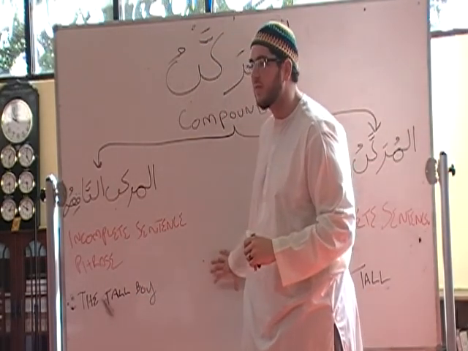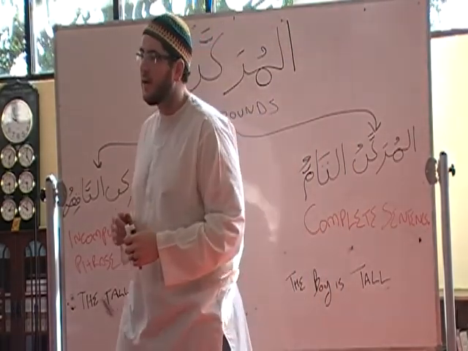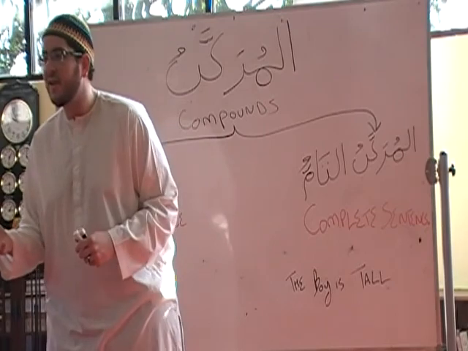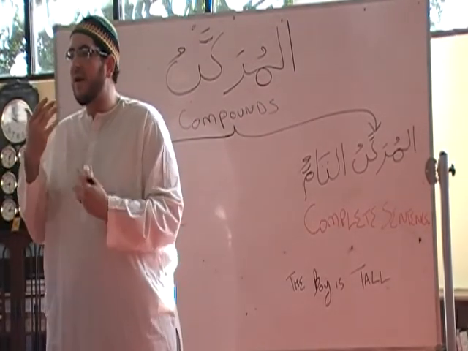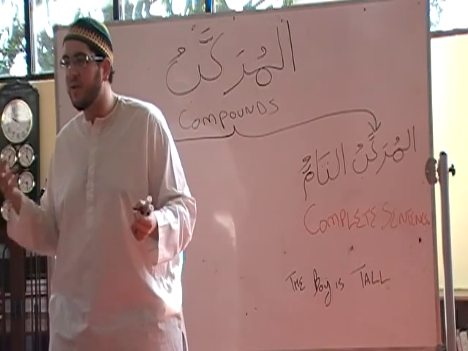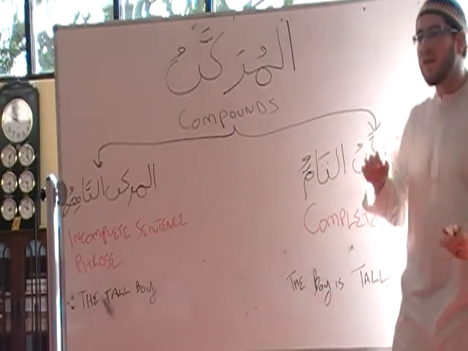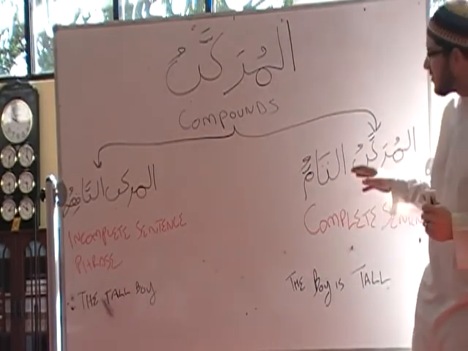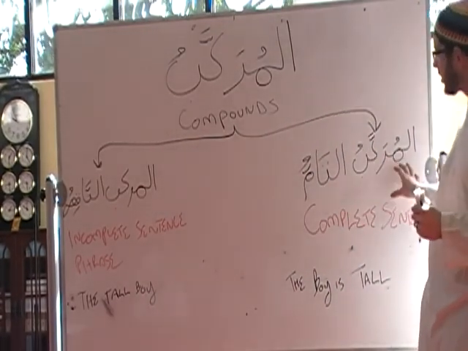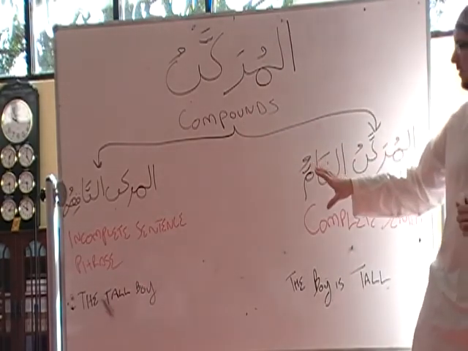There's no completion of the sentence, meaning if I say the tall boy, and you're like, okay, what else? That means it's not complete yet. If I just say the tall boy, and I stopped, you would be like, okay, what else? You're going to be still listening for more information. But if I say the boy is tall, the information is complete. So that's what distinguishes between al-murakkab al-tam and al-murakkab al-naqis, a complete sentence and an incomplete sentence.